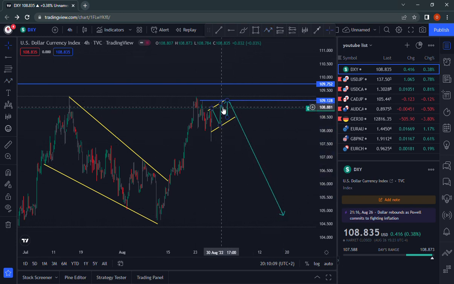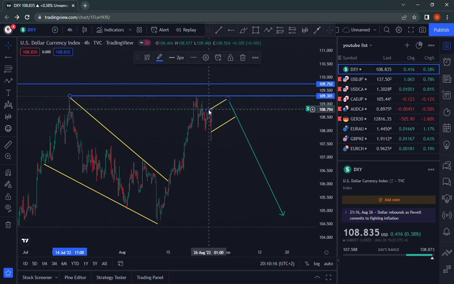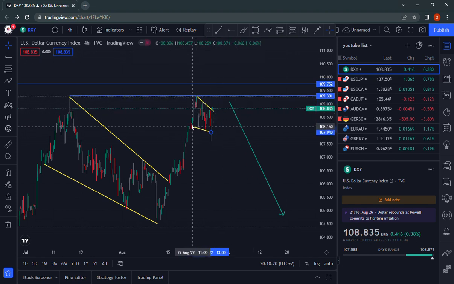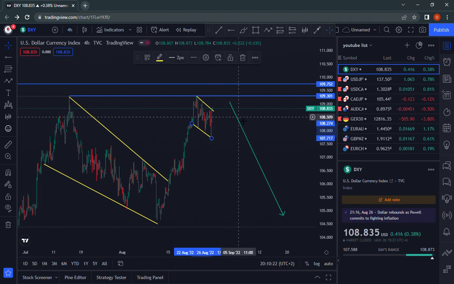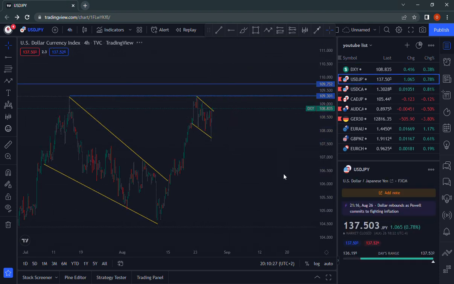So depending on how it plays out, we'll be waiting. We'll wait for how it plays out, and then we'll take it from there, right? So let's move along, guys, without wasting any time. We got USDJPY.